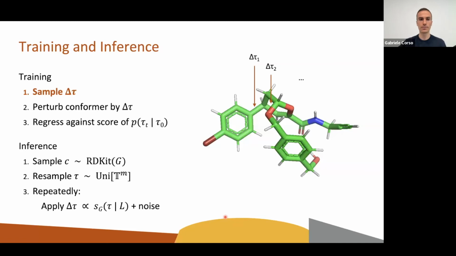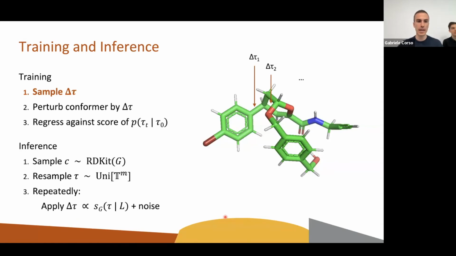Oh, and this is from just every single torsion, or every single rotatable bond, just sampled from a uniform? No, this is for training. For training, you need to use the wrapped normal distribution. And at increasing levels of noise, this converges to the uniform, which we're going to use at inference time. But when you're training, this is the wrapped normal distribution.